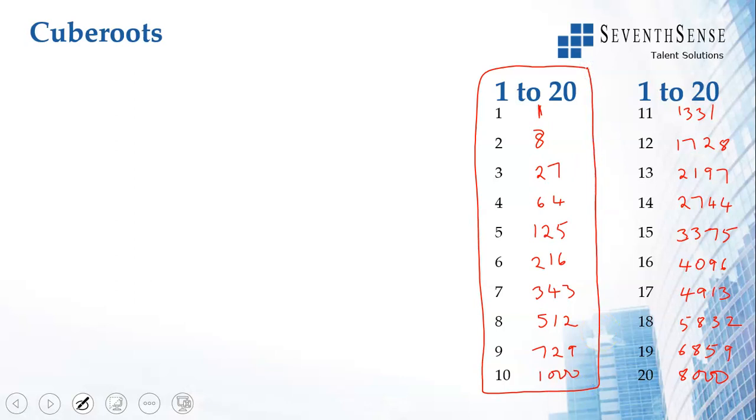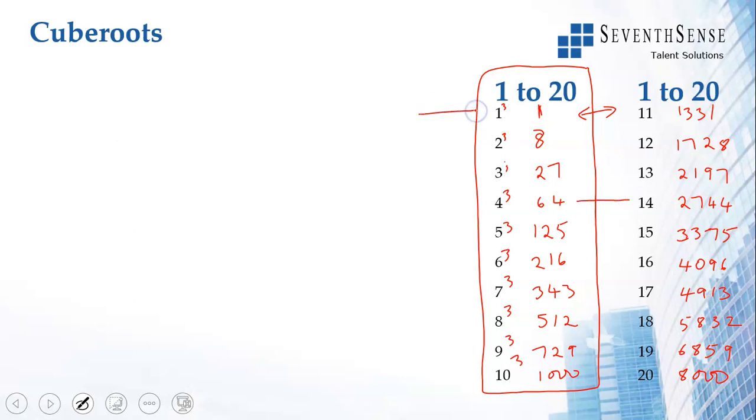One thing that you have to notice, these are all cubes, right? So this is 1 cube, 2 cube, 3 cube, 4 cube, 5 cube. If you see these numbers, let us see where we can find a pattern. If you see 1 cube and 11 cube, the number ends in 1. 21 cube also will end in 1. 31 cube will also end in 1. If you see 4 cube and 14 cube, they end in 4.